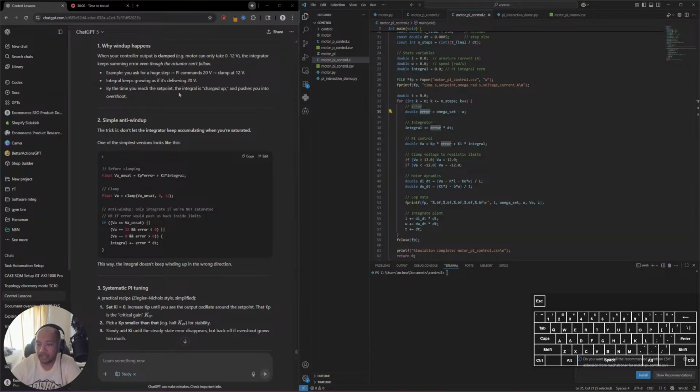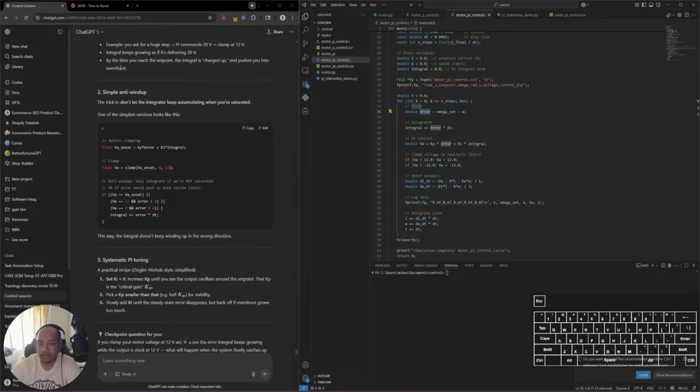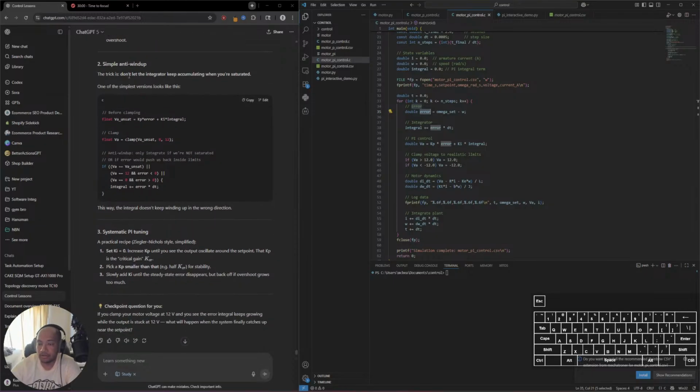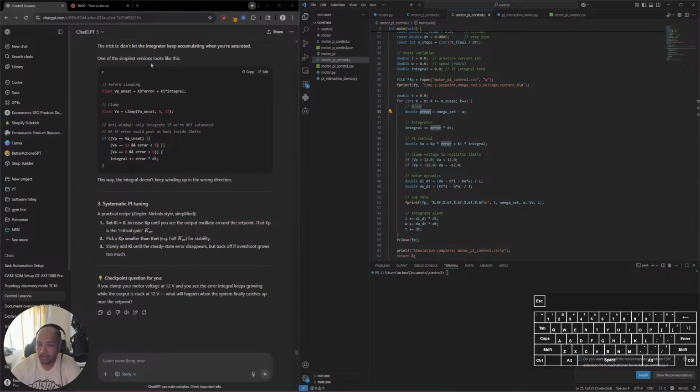By the time you reach the set point, the error is charged up and pushes you into overshoot. The trick is don't let the integrator keep growing. One of the simpler versions looks like this. So I've got this guy, Kp times error plus Ki times the integral, and I clamp the output. Before clamping, after clamping, saturated. Okay.